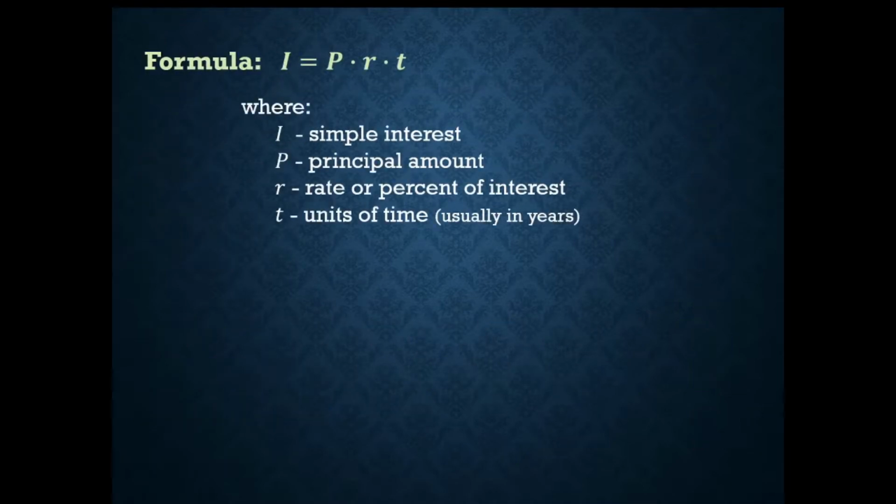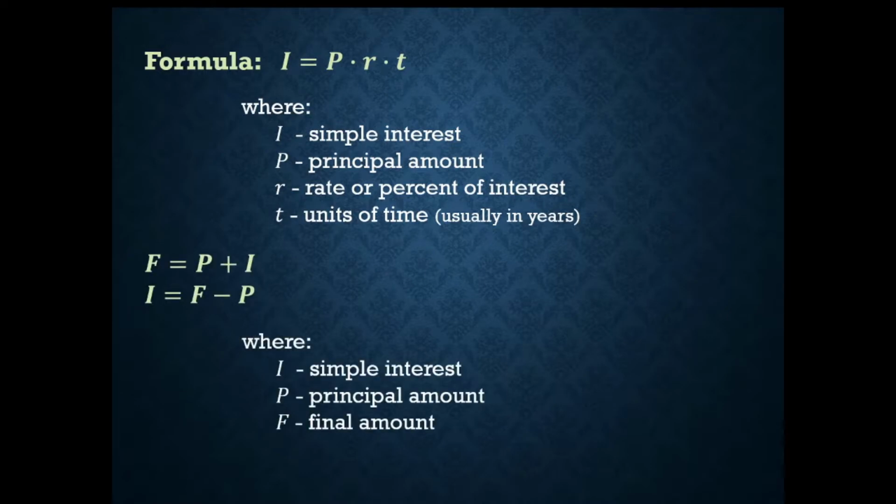Okay, so how are we going to compute for the interest and how are we going to compute for the final value or the final amount? In computing for the interest, it is simply multiplying the principal, the rate of interest, and then the unit of time or term, which is T. So I stands for simple interest, P for principal amount, R for rate or percent of interest, and T is the unit or units of time.